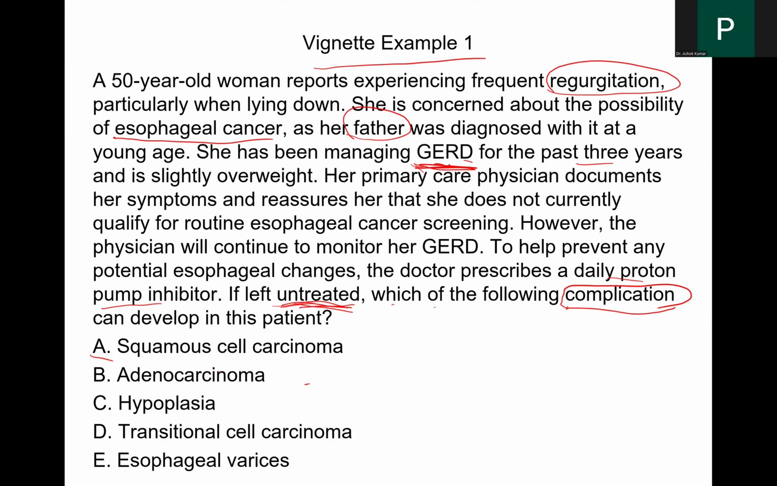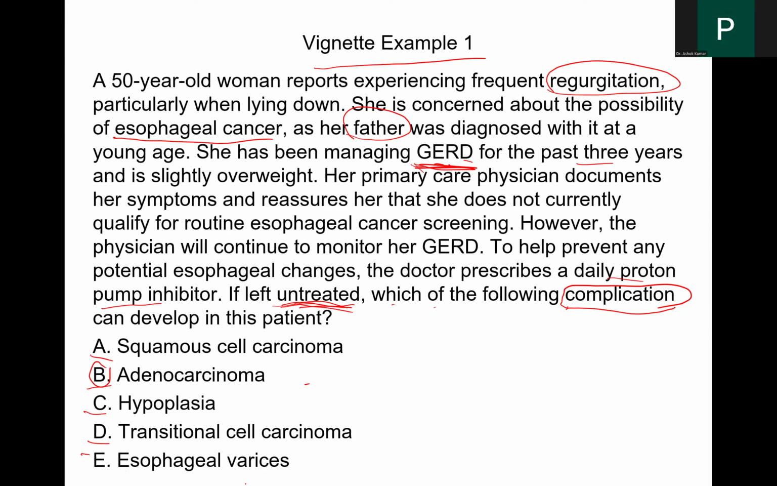A, squamous cell carcinoma. B, adenocarcinoma. C, hyperplasia. D, transitional cell carcinoma. E, esophageal varices. What will be the correct answer? Do you know? You are familiar with it. The correct answer should be adenocarcinoma. Why is that? Normally, what happens?